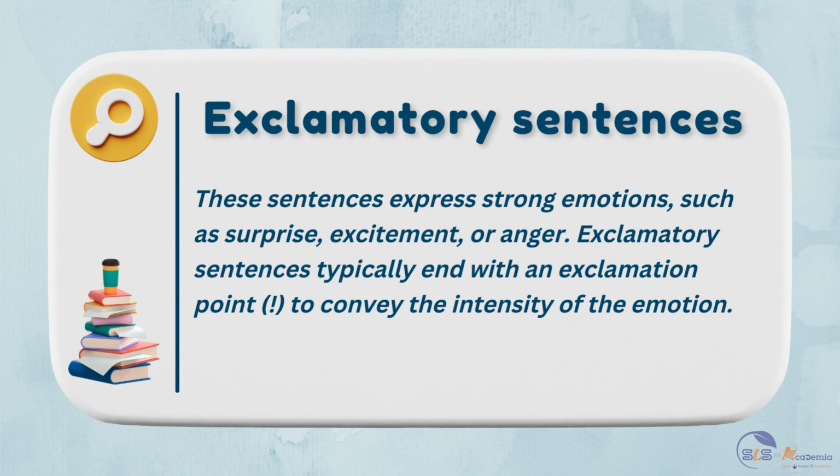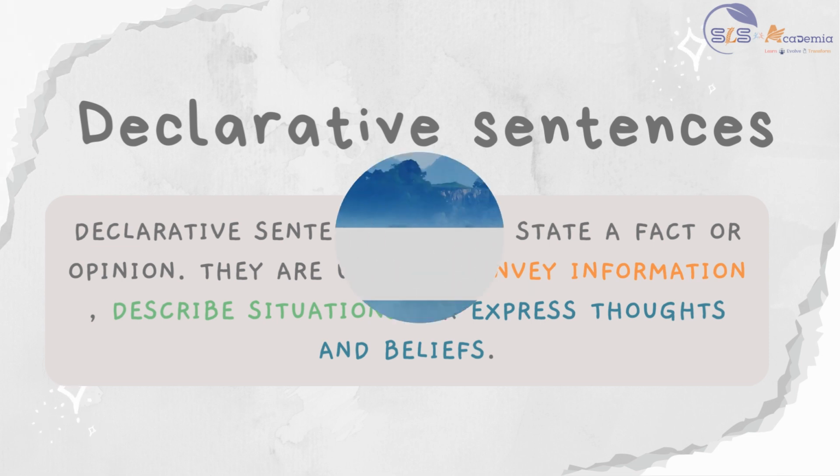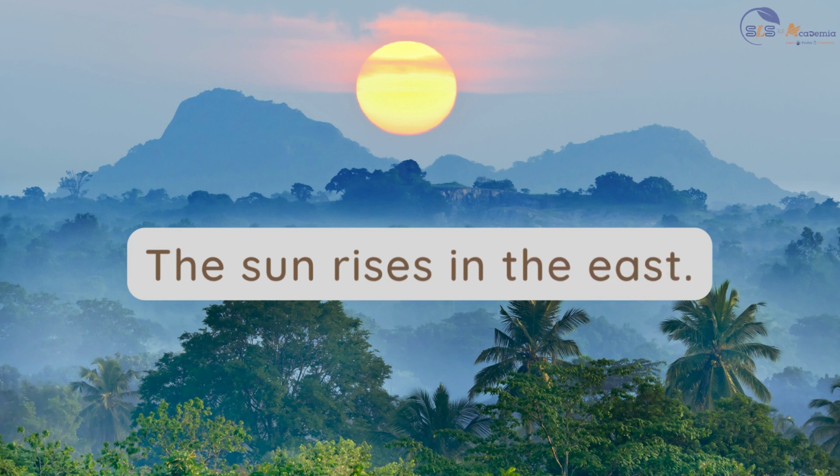Now let us understand the functions of each of these types of sentence, starting with the declarative sentences. The declarative sentences simply state a fact or opinion. They are used to convey information, describe situations, or to express thoughts and beliefs. Here are some examples. The sun rises in the east. This is a declarative sentence because it provides a statement of fact. It is a statement that can be verified by observation and scientific evidence.